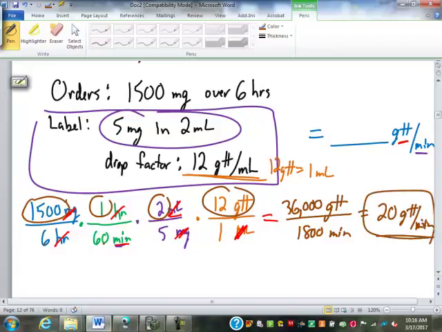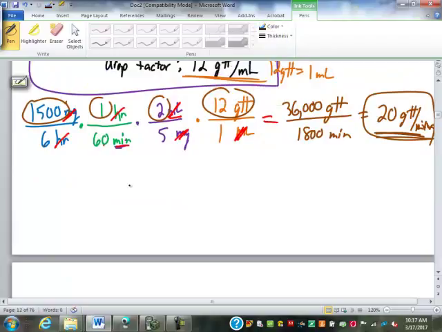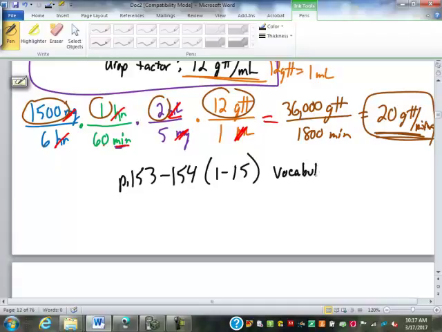When you come back after spring break, that is going to be the first hour of our class, or a good portion of the first hour of our class at least, dealing with those IV flow rates. So for now, problems that deal with what we've been talking about, page 153 through 154, 1 through 15. That is the vocabulary from page 150. Vocabulary will not be tested on the test, but it might appear in a problem, so you need to know what that vocabulary means. You will be allowed to use your book, so it's not like you have to have it memorized.